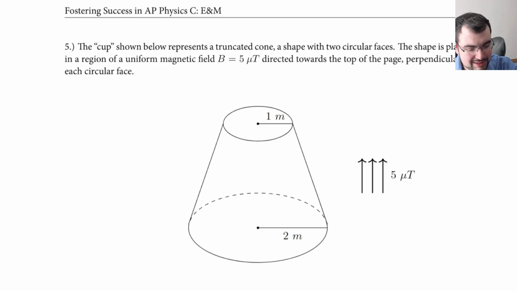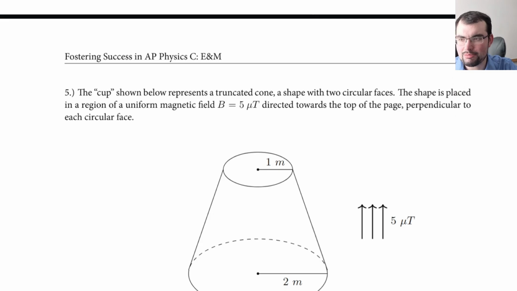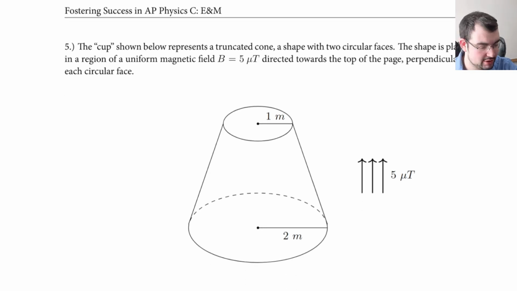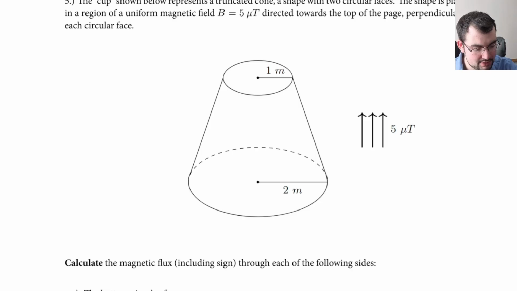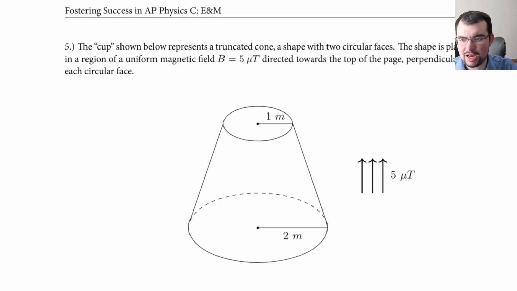So the shape is placed in a uniform B field of 5 microteslas that points straight up, and it's perpendicular to each circular face, so there's no weird trigonometry to do. And what we want to do is calculate the flux with sign through all faces. So notice that this is a 3D shape because there is a clear volume inside the cup. I can fill this with liquid.